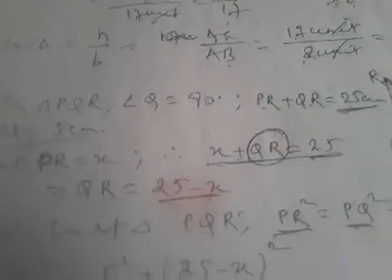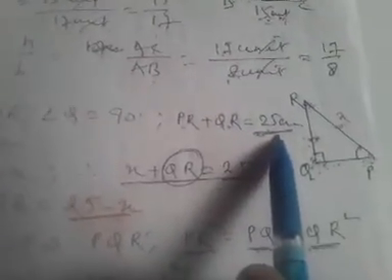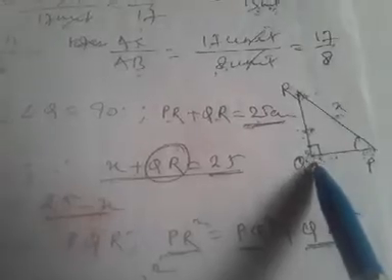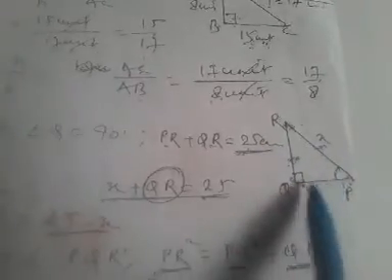Here, PR plus QR is given as 25 centimeter and angle Q is equal to 90 degree. It is also given that PQ is equal to 5 centimeter. It means that PQ is 5 centimeter, given to you, and the sum of these two sides is given.